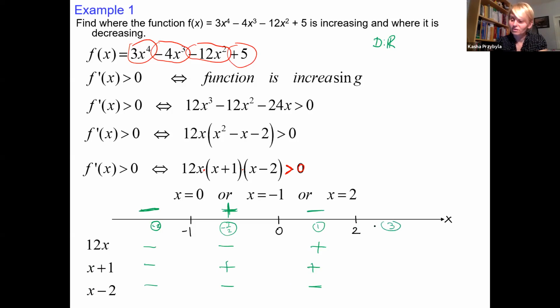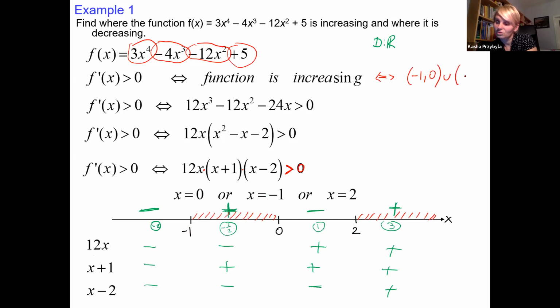And then let's take 3. 3 times 12 is positive. 3 plus 1 is positive. 3 minus 2 is positive. Positive will give me positive. That means it's my answer. The function is increasing if x is from -1 to 0 and from 2 to positive infinity. This is for the increasing.